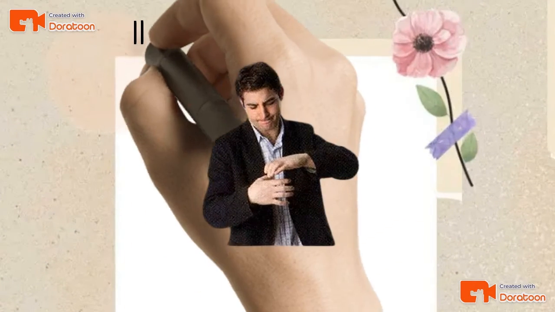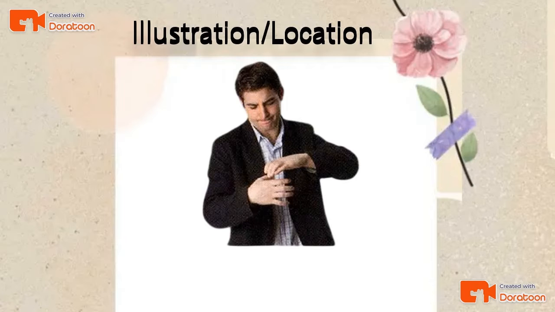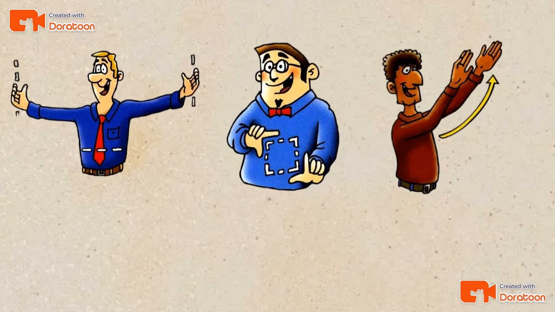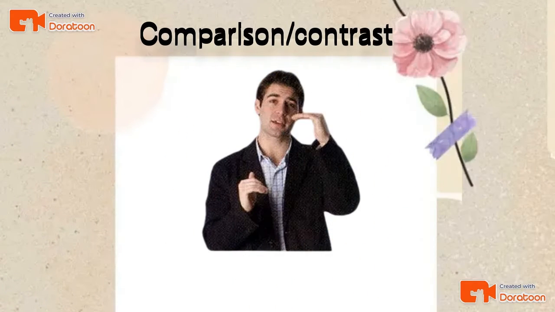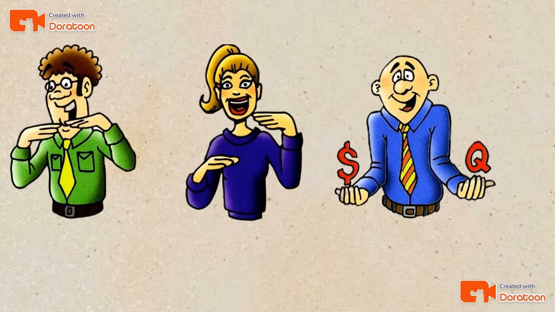And next, illustration or location. This gesture helps the audience visualize a size, shape, and dimension, or helps the audience visualize how to do something. You can see an example. And the next, comparison or contrast. The gesture helps the audience understand similarities, differences, and change. You can see the example.